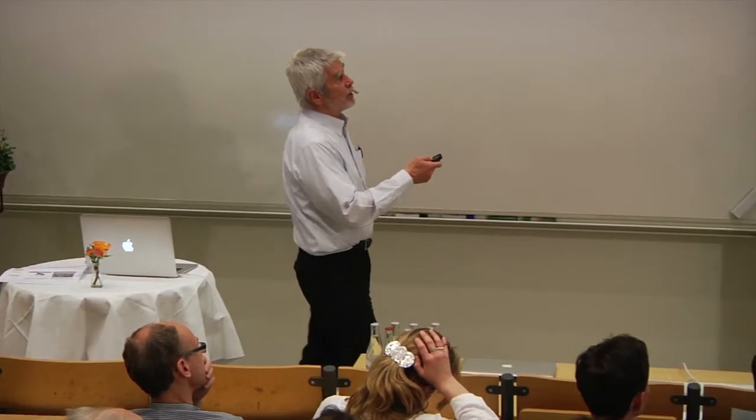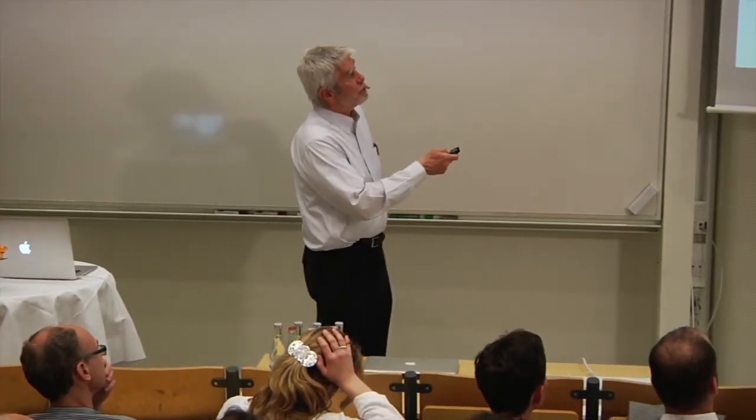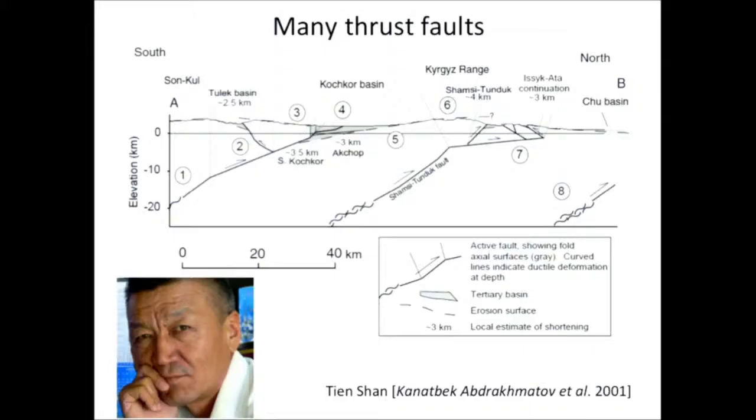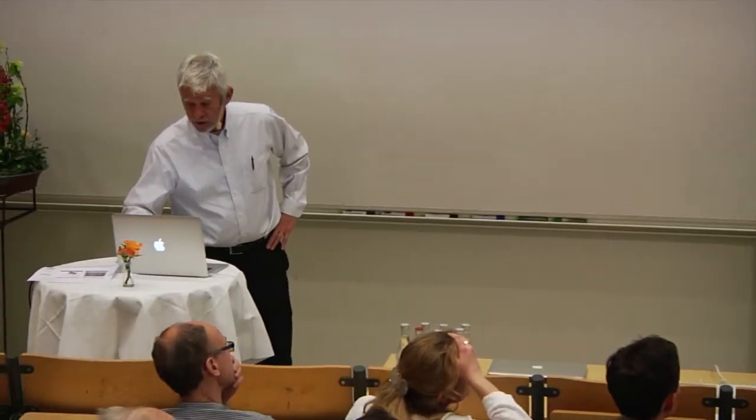If we do a cross-section across the northern edge of the Tian Shan, this is Kanatbek Abdrakhmatov, a Kyrgyz geologist who worked in this area. So the northern edge of the Tian Shan, one thrust fault here, the rock has been thrust atop the rock to the north, and then flattens, another one here, another thrust fault, and then there'd be a series of these to the south. So this is a very different style.